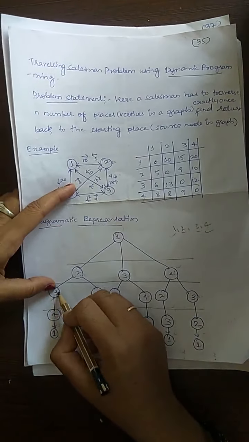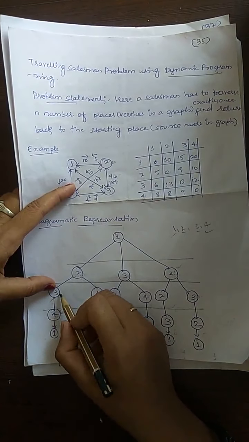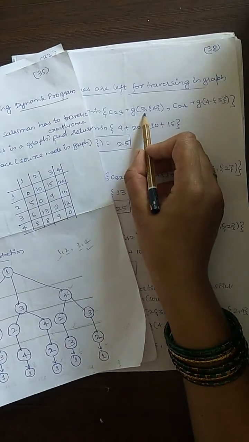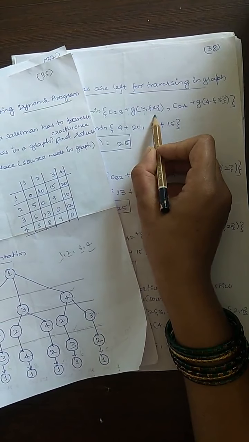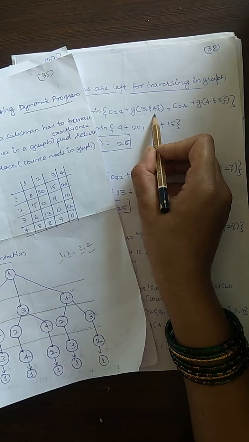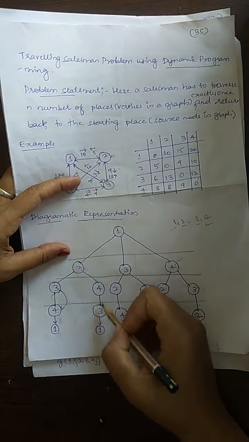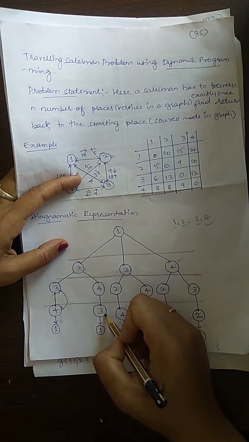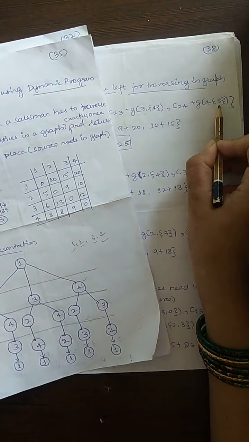See, when I come here, how many vertices are remaining? 1 vertex is remaining. So now I have come to 3 here and 1 vertex is remaining. So this is for this side. When I come to this side, what happens? I have come to 4 here and 1 vertex is remaining.